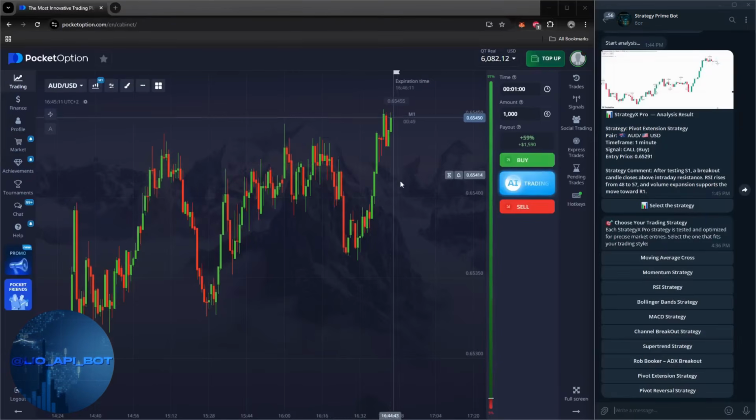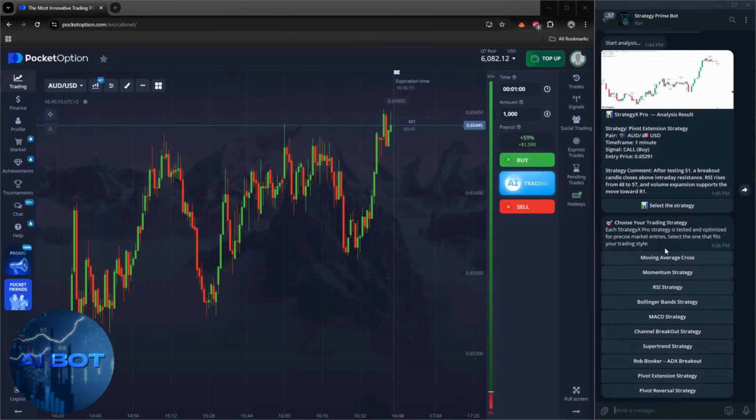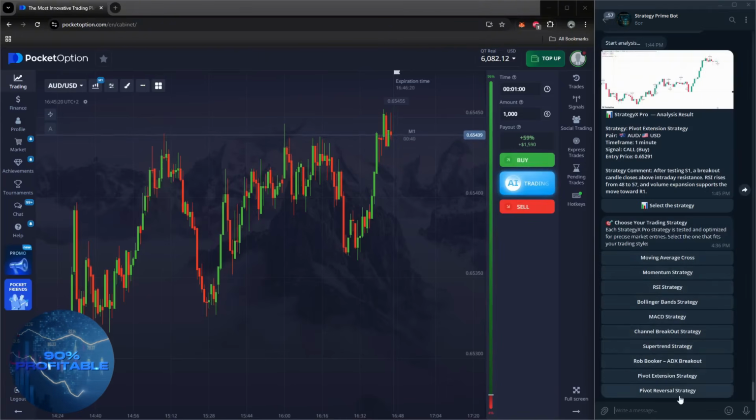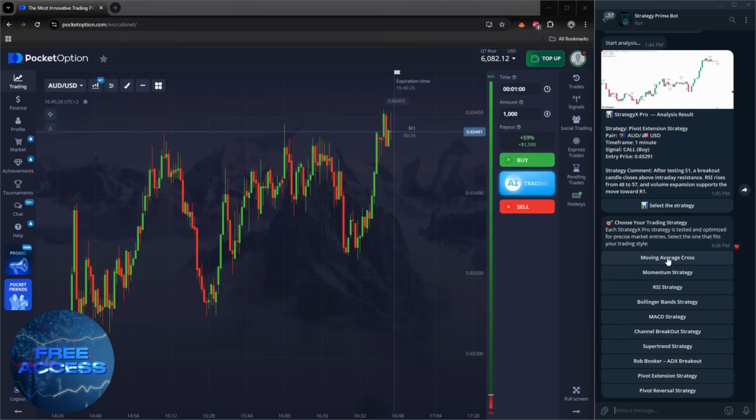All right, so here we are. We have 10 different strategies available for trading right now. We are expanding this list as time goes, but for now, 10 strategies is more than enough. We have complex strategies like pivot reversal strategy. We have easy strategies like moving average cross. So select whatever speaks to you, whatever you enjoy. You can try any of these, and let's start with the harder one, pivot reversal strategy.